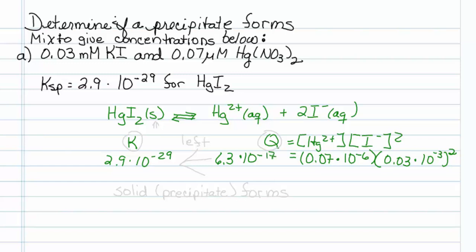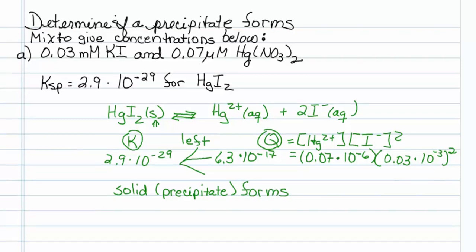Okay, let's evaluate K versus Q. Q is much larger, okay? That means we've made too much product. So this reaction is going to shift to the left side. And what is on the left side? Solid, okay? So in this case, solid, or we also know that as a precipitate, forms.